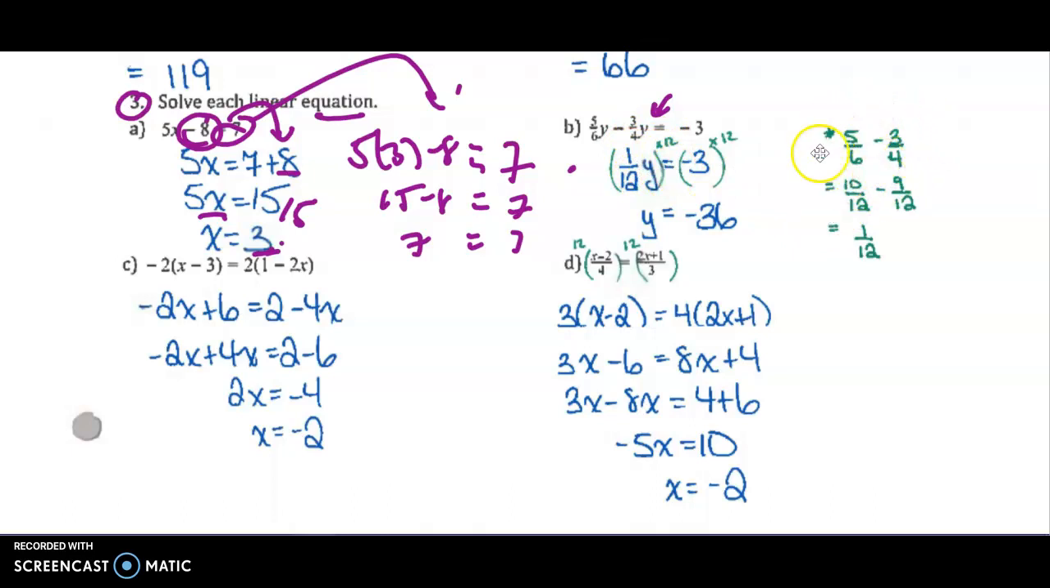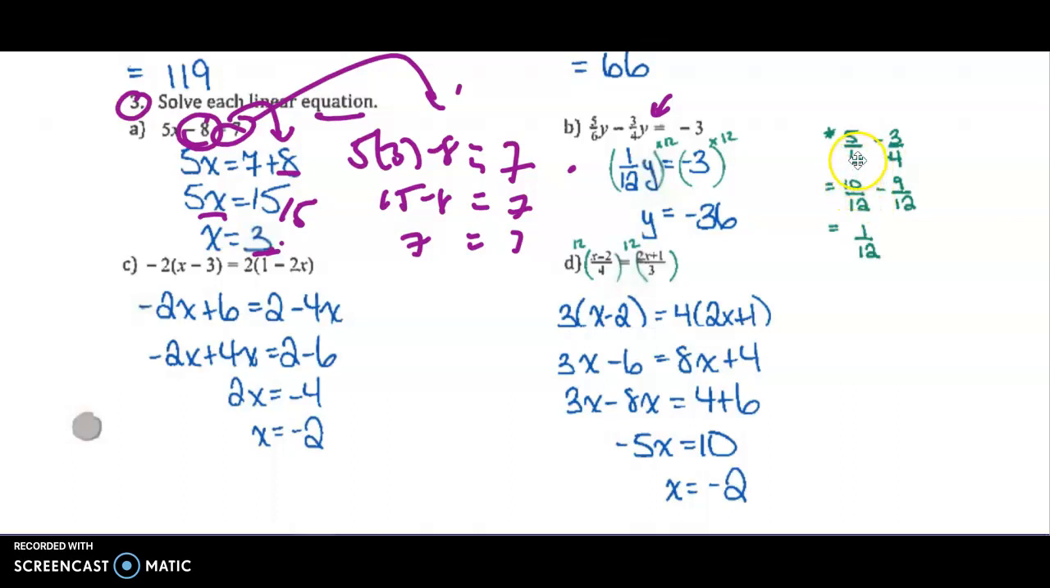Looking over here, this is what would happen to get the 1/12. 5/6 minus 3/4. 5/6 is 10/12, minus 3/4 is minus 9/12. 6 and 4 both go into 12. You could also use 24ths. If you didn't see that they both go into 12s, you could use 24ths and you get 20.